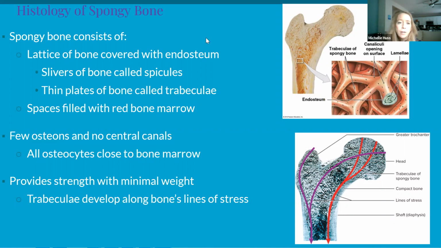So then down here at the bottom, what these purple and red lines are showing is stress lines. So the more stress I put on my femur, what is going to happen to the density of my bone and which cells are in charge of that? So lots of questions here.